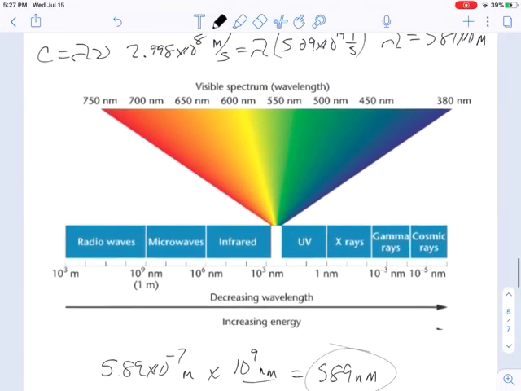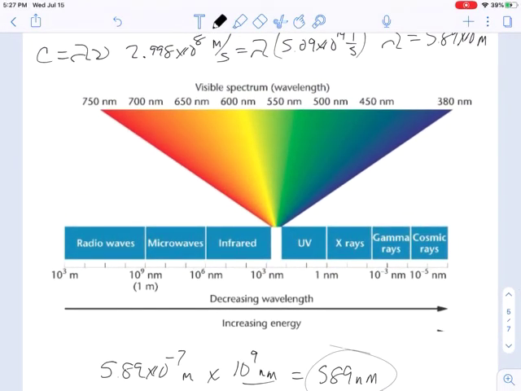So 589 nanometers. If you check a visible spectrum chart, and no, you don't have to have that memorized, 589 is just below 600, so a little bit below that is definitely in the yellow.